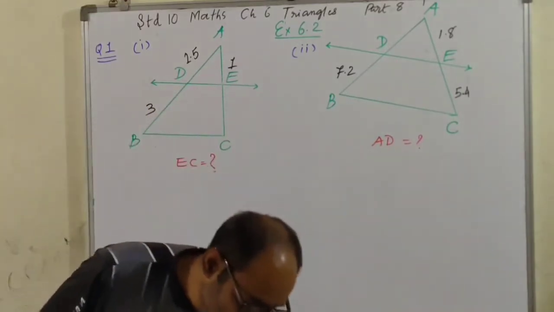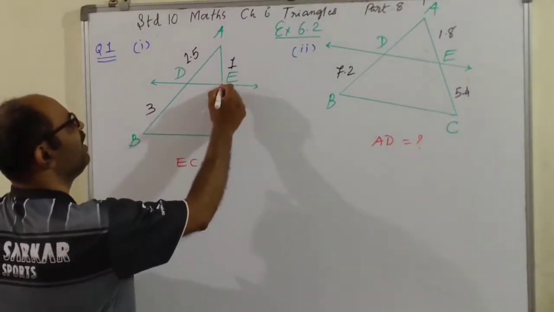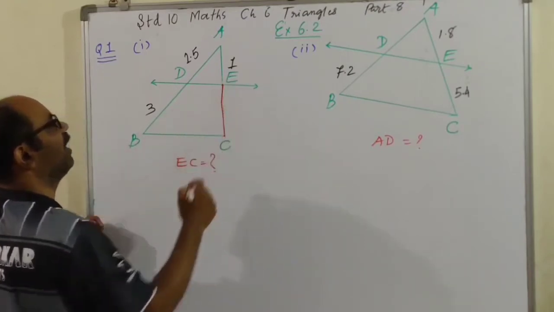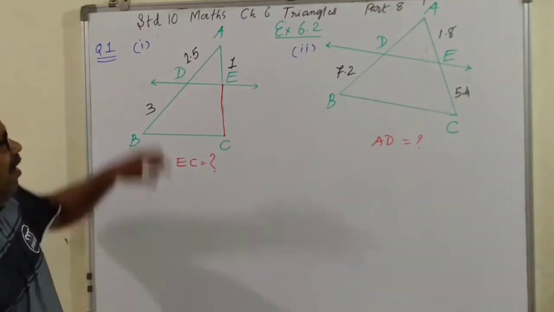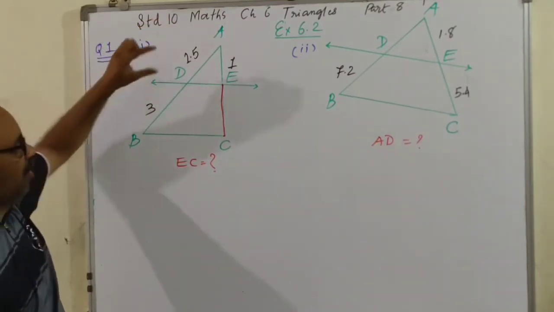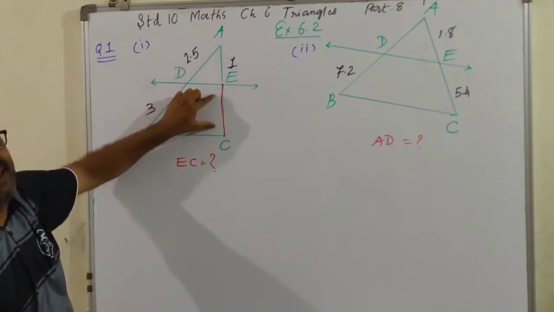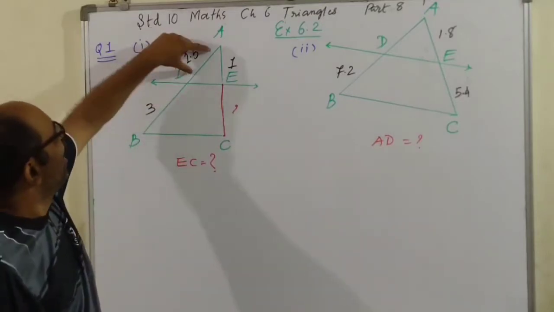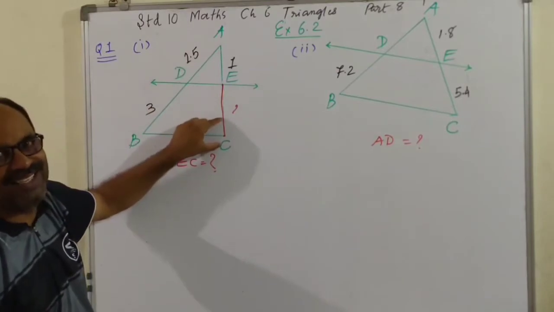Let's see what we have to prove. Where is EC? This is E and this is C. This is what you want. Correct? EC. Fine. What is AD? 1.5. What is BD? 3. What is AE? 1. And what is EC? To be found. Oh, we already got the result. AD upon BD is equal to AE upon EC.